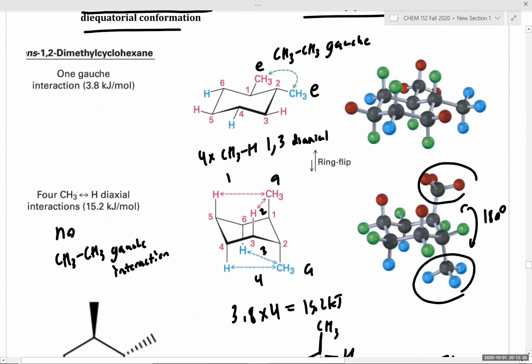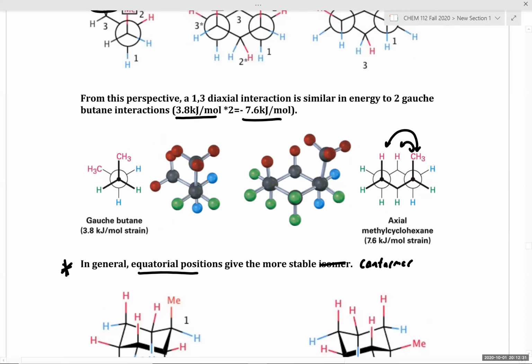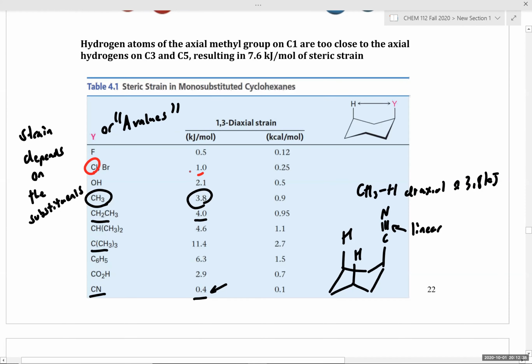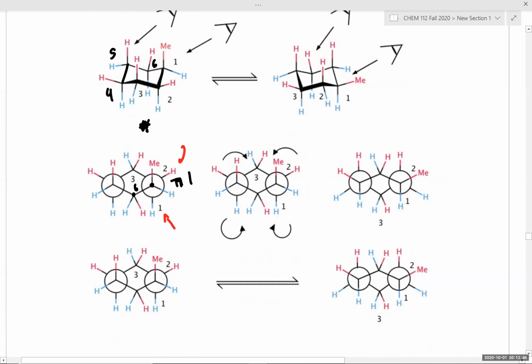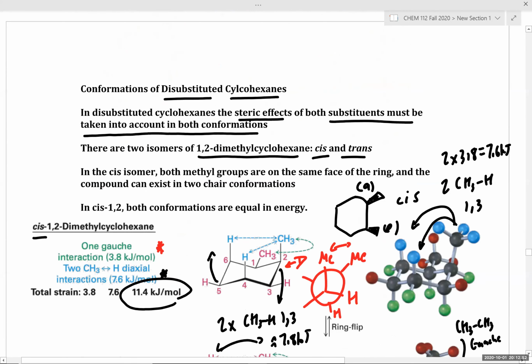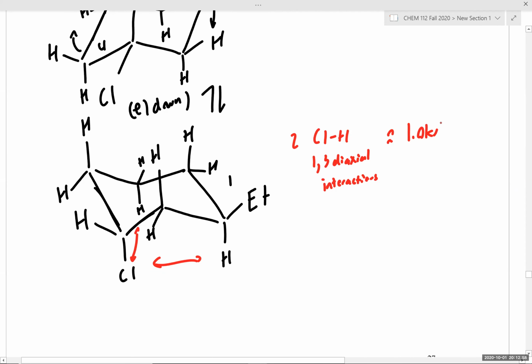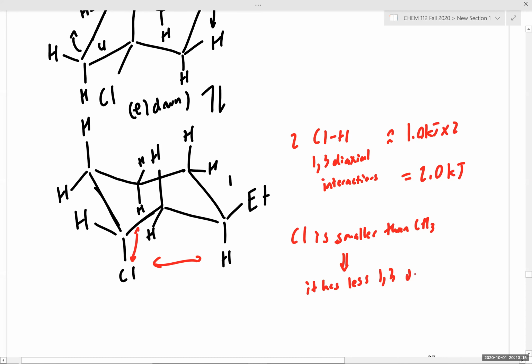Well, let's look it up. Let's go to the table. I'm not expecting you to memorize these values, but I am expecting you to be able to make qualitative comparisons. Chlorine is clearly smaller than a methyl group, right? So we would expect it to have less diaxial strain. So the penalty is 1 kilojoule per mole. That makes sense. Chlorine is smaller than methyl. So we have 1.0 kilojoules times 2, and that gives us 2.0 kilojoules. Remember, chlorine is smaller than a methyl group, ergo it has less 1,3 diaxial strain.